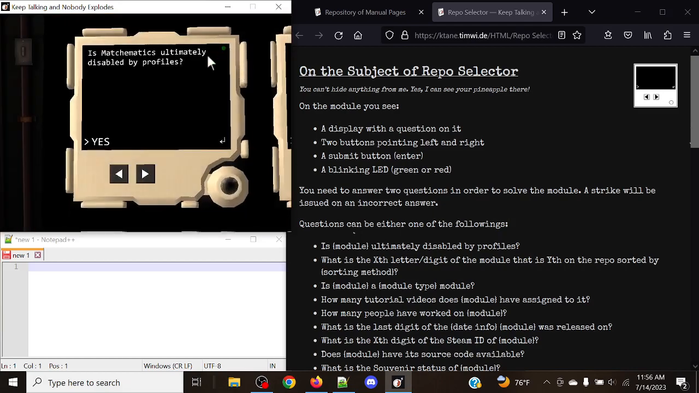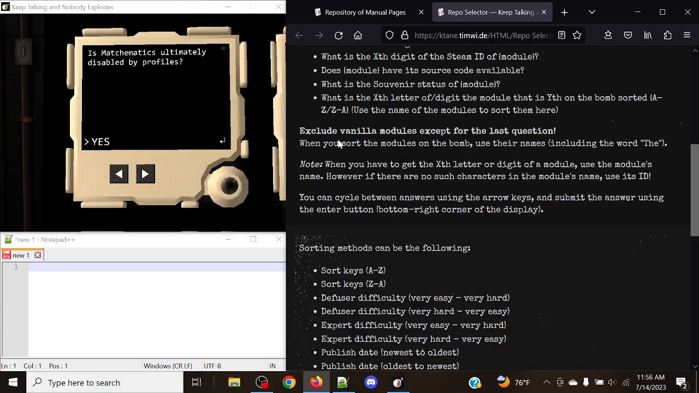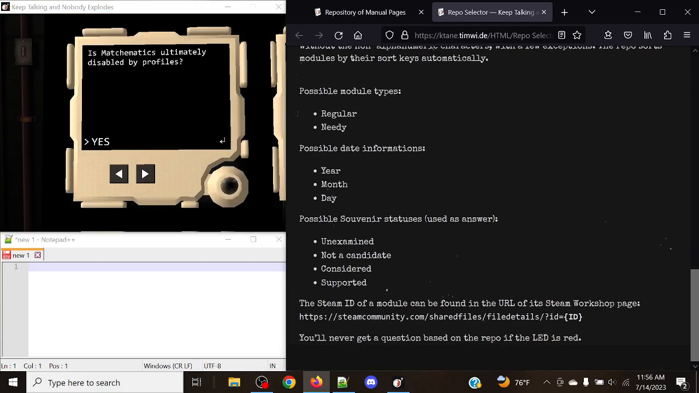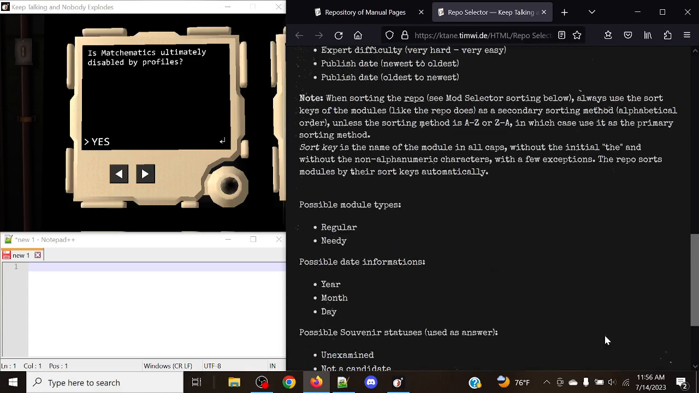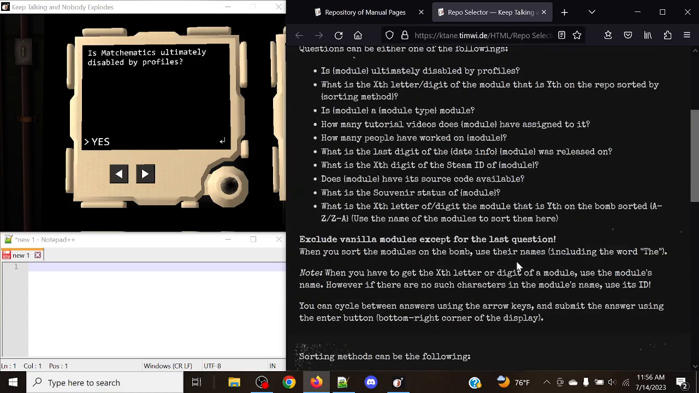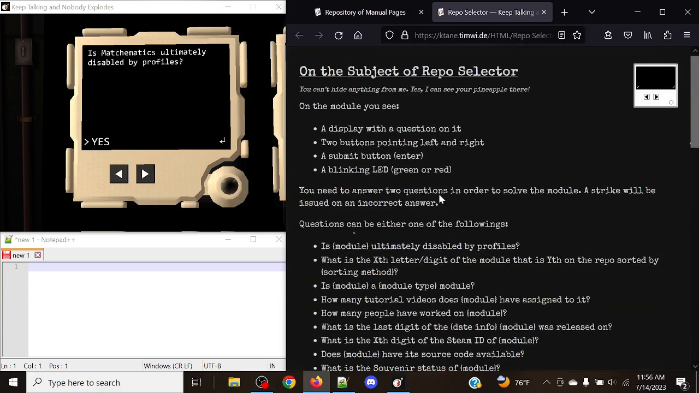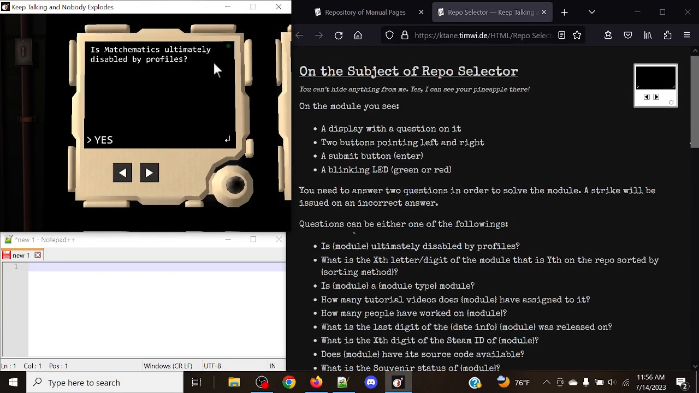Now, what this LED means is that you'll never get a question based on the repo if the LED is red. That's the only case where that applies. It's basically a way to confirm that you're connected to the internet. Specifically, you're only going to get questions that it can recognize on your game.